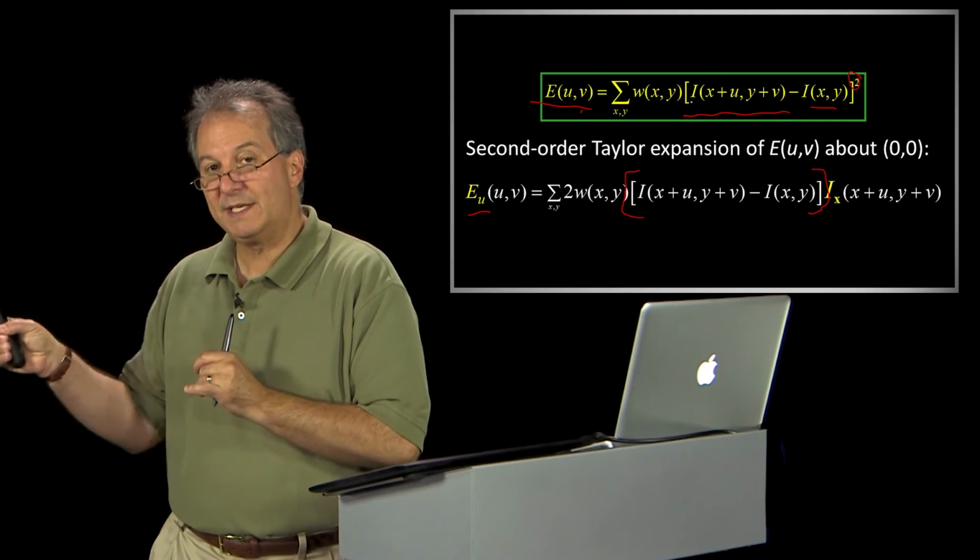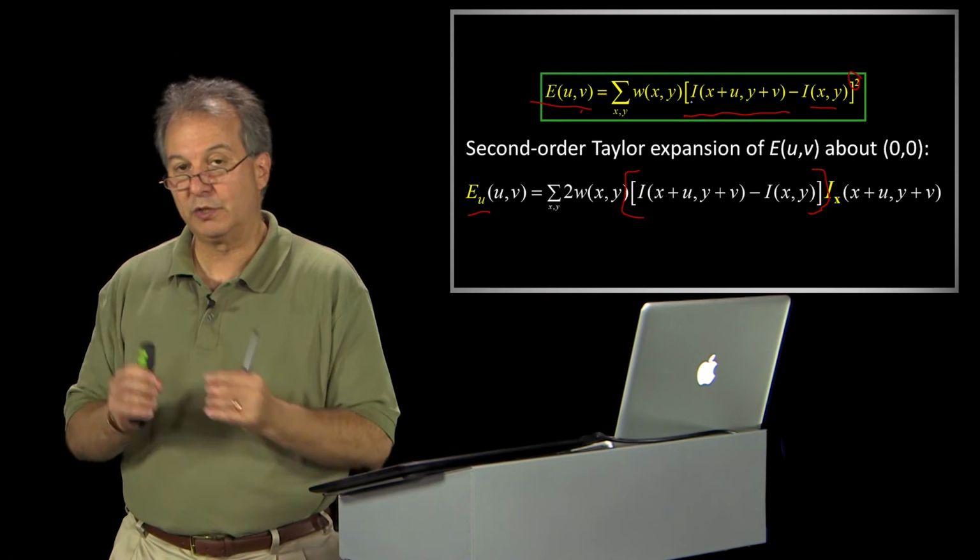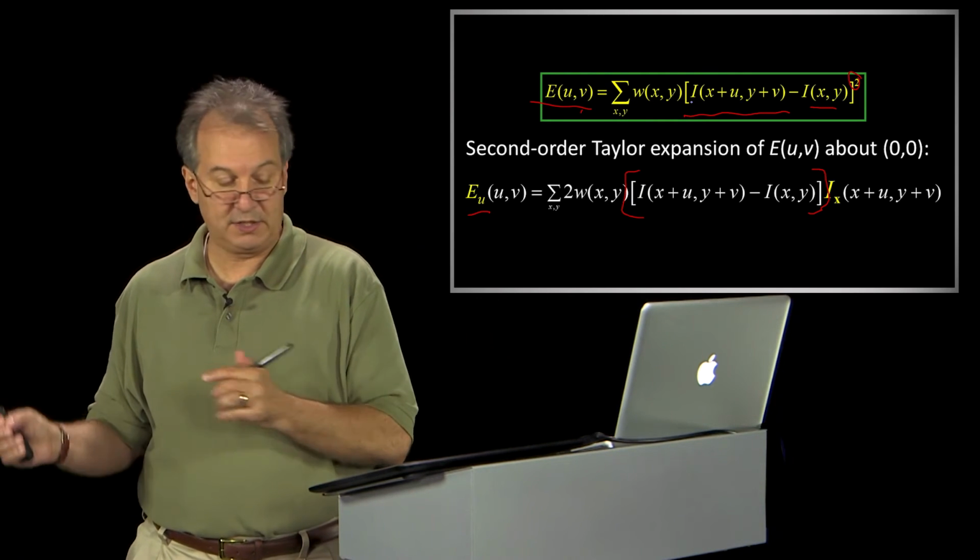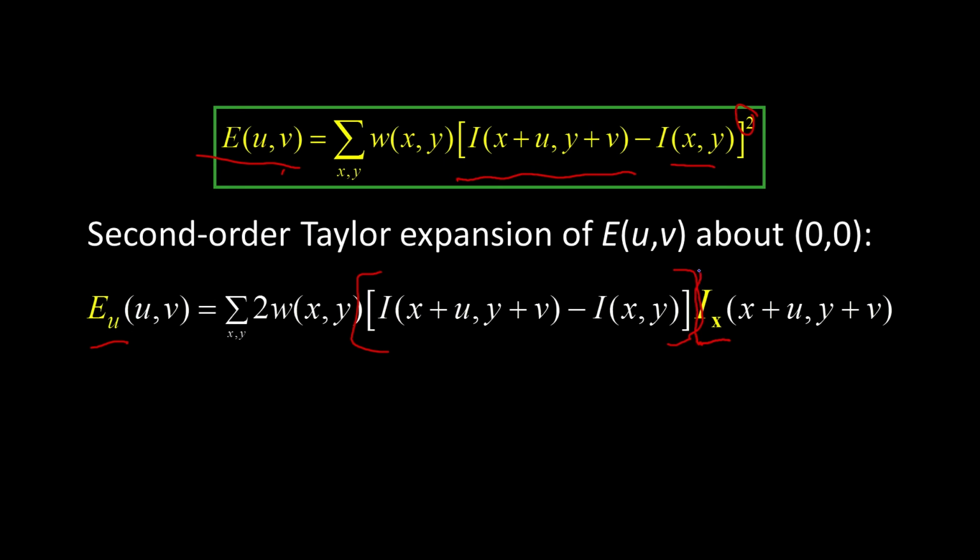Remember, u is in the same direction as x. So the derivative of the image in the u direction is the same as the derivative of the image in the x direction. So I need the image gradient, I_x. Got it? Good. I'm not going to do v. V is exactly the same thing, except instead of x's, you get y's.